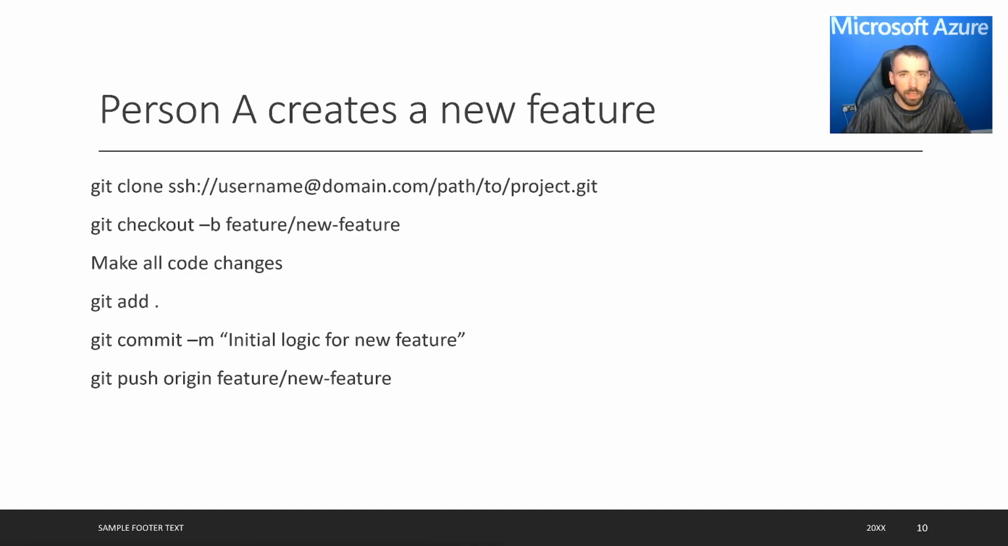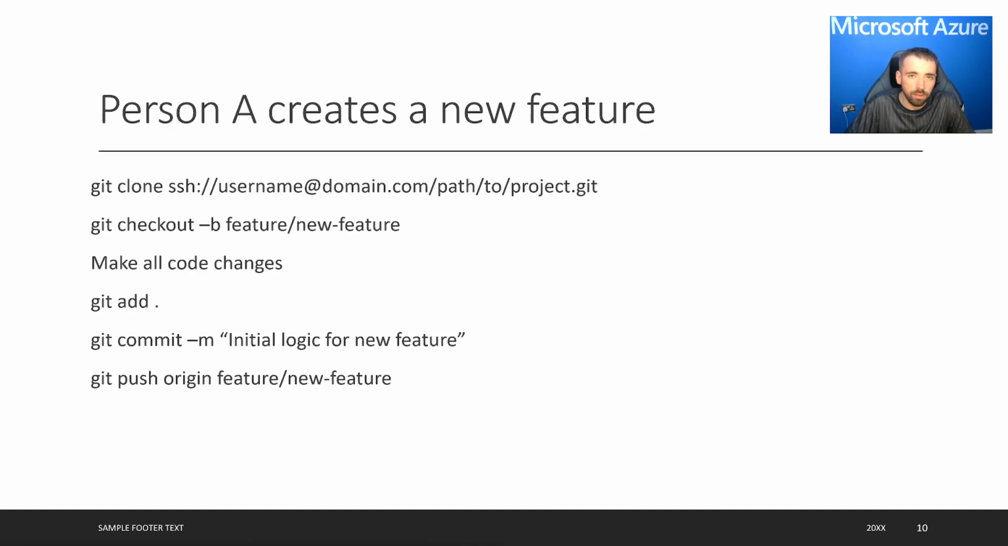So we've got person A, and person A is working to create a new feature of an existing application. They run git clone with the authentication and the URL, and this creates a local copy of the repository on their PC. They do git checkout -b feature/new-feature. So this will create a new branch called feature/new-feature, and then it will switch into that branch immediately. They then make all of their code changes in that branch.